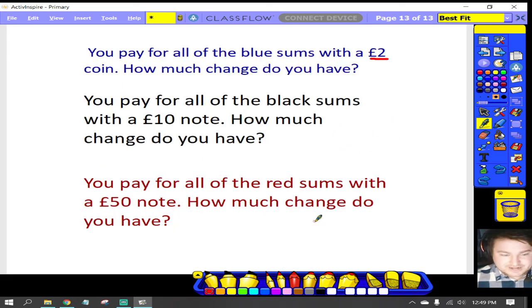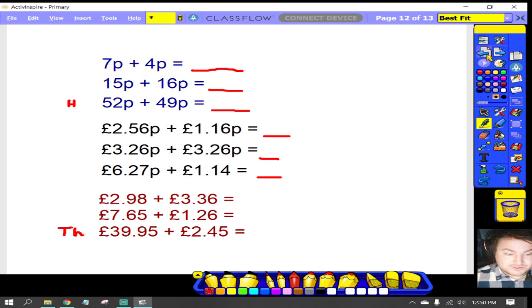And the biggest challenge of all, you pay for all the red sums with a £50 note. How much change do you have? Very tricky, but absolutely doable with the methods that we have been taught. Absolutely doable. Right, I shall leave you to it.